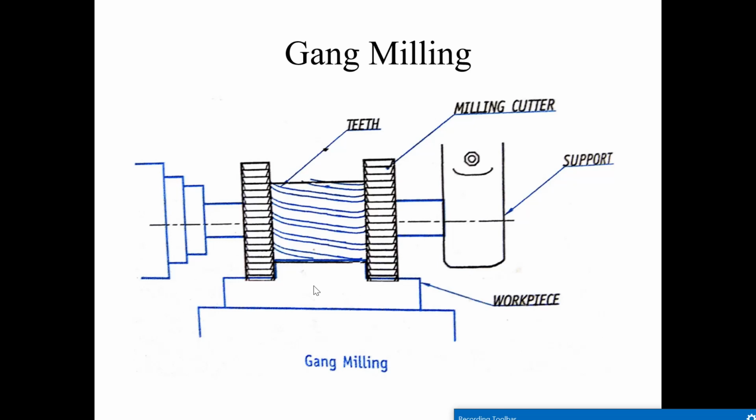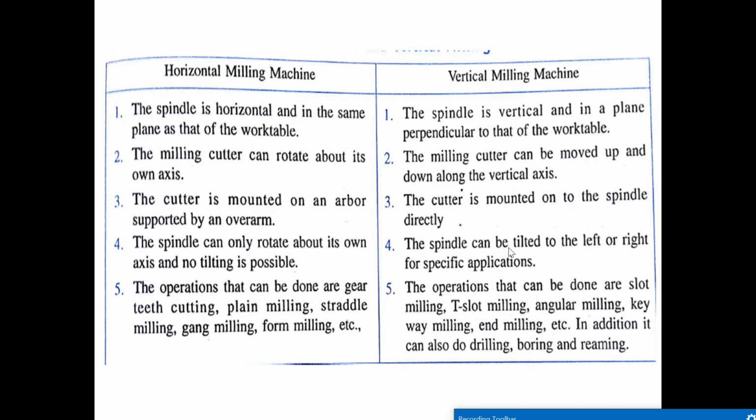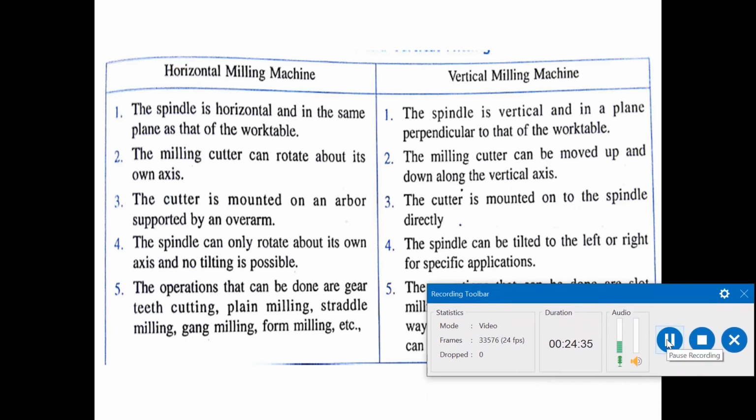So it can give a reduction in the time of operation. So this is the gang milling operation. Next, there is a difference between the horizontal and vertical milling machine. So you all know that the spindle is horizontal and in the same plane as that of the work table. So the spindle is horizontal here, here the spindle will be vertical. The milling cutter can rotate about its own axis in the horizontal milling machine. In the vertical milling machine, the milling cutter can be moved up and down along the vertical axis.